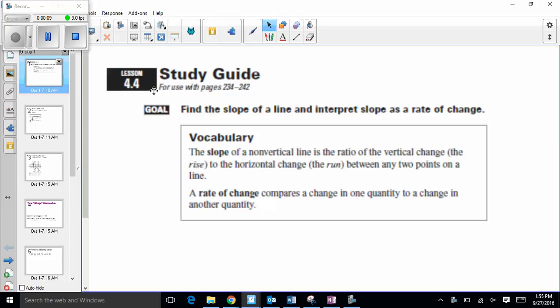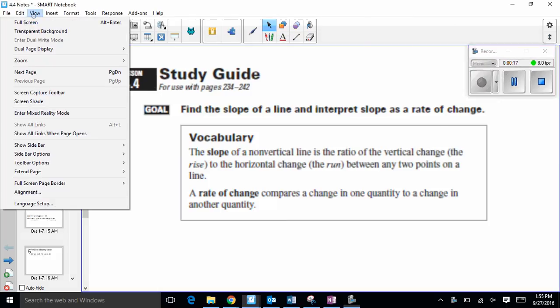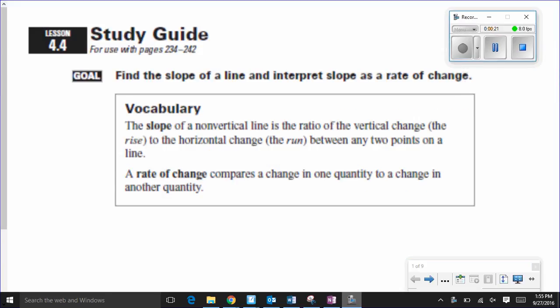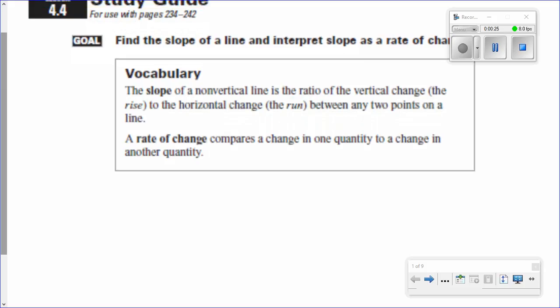I'm going to finish these notes, lesson 4.4. We're studying slope and rate of change. Now, slope and rate of change are pretty much the same thing. I'm going to try and talk you through that, help you understand how to solve problems, how to find the slope, given just a little bit of information, and to compare it with the rate of change.